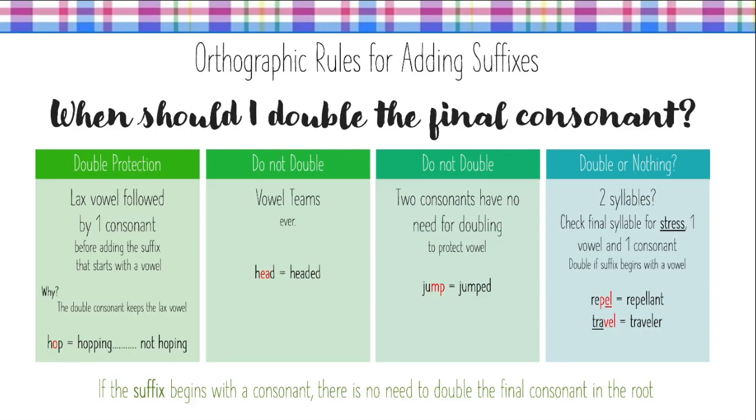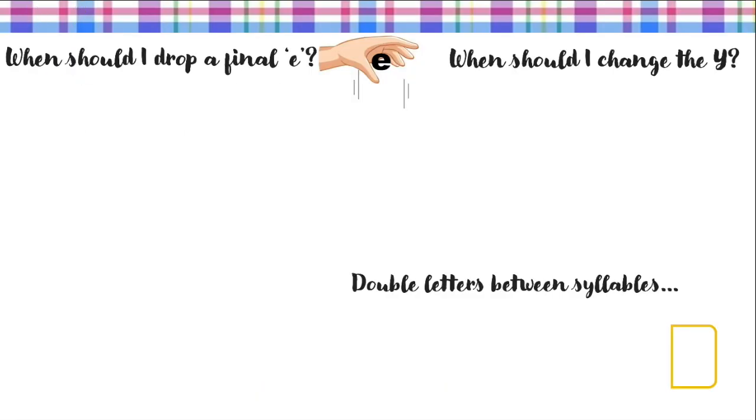Okay, so rule of thumb, if the suffix begins with a consonant, there's no need to double that. The final consonant in the word or the root is totally fine. All right, so now let's take a look at some other things that we're going to do with that final E on our words when we're doing different things with suffixes or changing the word up a little bit. We're going to start with these questions such as, when am I going to drop that final E? When do I actually change the Y to I? And when do I need to double between syllables? These again are some of these spelling guidelines that are going to be really helpful for students to know and things to look out for.